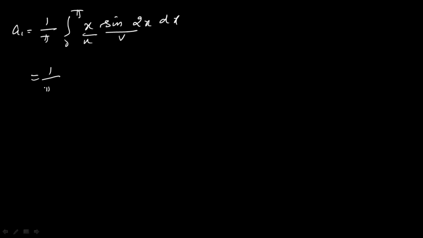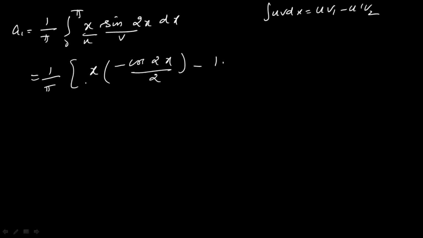So if we make use of the formula, integral uv dx is equal to uv1 minus u dash v2, isn't it? So u is x. v1 is nothing but integrating sine 2x, you get minus cos 2x divided by 2. Minus, u dash is nothing but differentiating x, you get 1. v2 is nothing but minus of sine 2x divided by 4. Already you have 2, so here you have sine 2x divided by 2, that becomes sine 2x divided by 4. That's all, in the limit from 0 to pi.